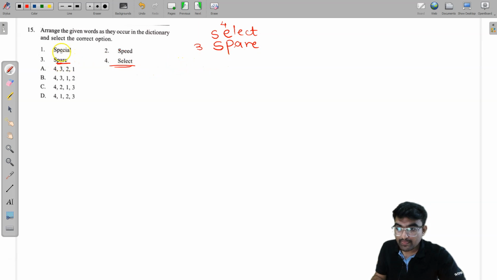After that A it comes E, right? But now word 1 and word 2 both have the same letter E. So let's check the letter after that, that is C and E. Now again C comes before E, so it will be 4, 3, 1 and then 2. So 4, 3, 1 and then 2 is option number B, and that is our correct option.